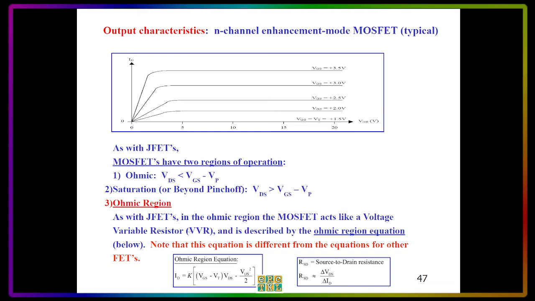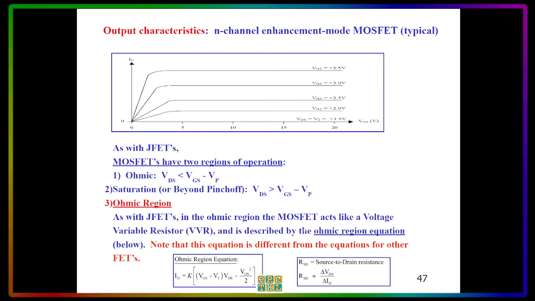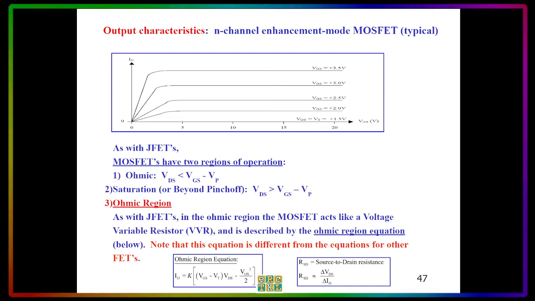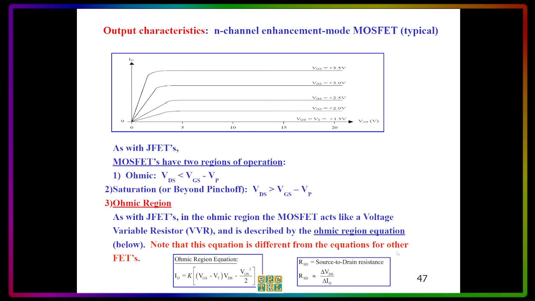So the third is the ohmic region, and just like JFETs, in the ohmic region, the MOSFET acts like a VVR, or voltage variable resistor. Remember that the resistance controls the current. And because this MOSFET circuit can also control the current, it's called the voltage variable resistor, or it acts like a voltage variable resistor. And this is described in the ohmic region equation below. Note that this equation is different from the equations for other FETs.